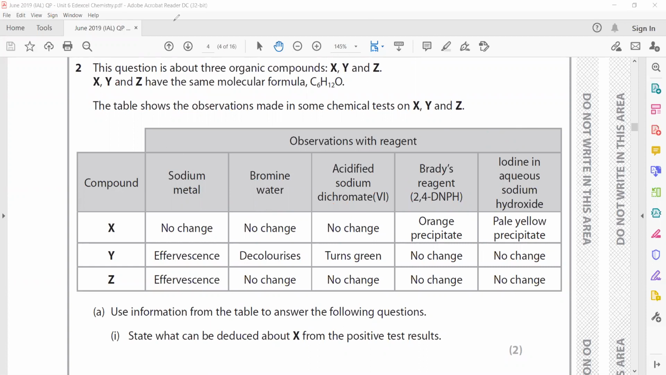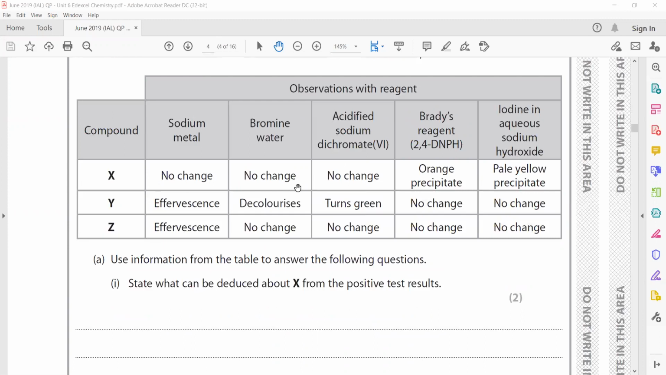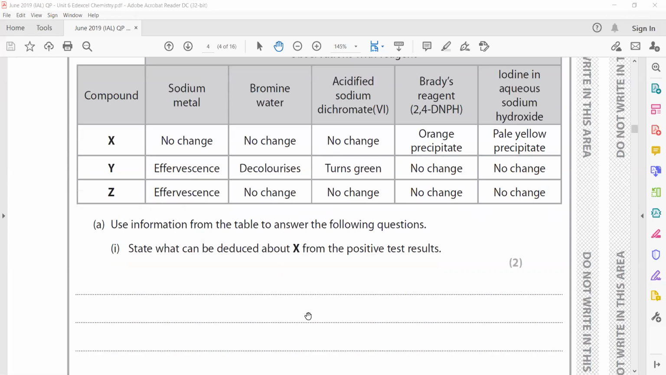So these are the observations given for X: with sodium metal, no change; with bromine water, no change; with acidified potassium dichromate, no change. Brady's reagent is giving an orange precipitate, and a yellow precipitate is there. So what does this confirm? For X, it shows it is a carbonyl group.